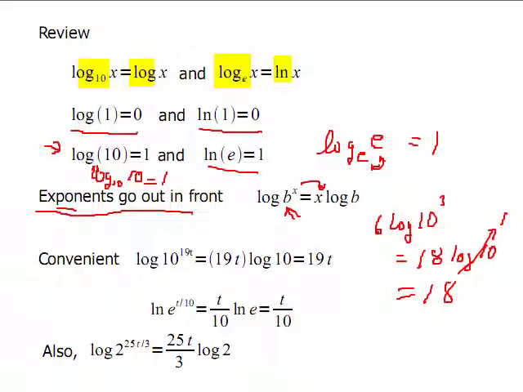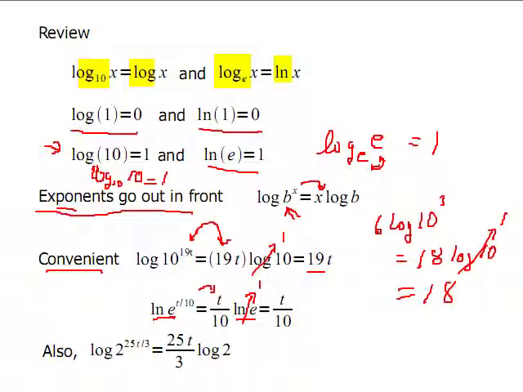And that's an example of these convenient ones. If I have log to the base 10 and has an exponent associated with it, remember that exponent goes out in front. Then I'm left with, in this case, 19t times the log of 10. The log of 10 is 1, so the whole answer is 19t. Same when you're taking the natural log of an exponent to the base e. Whatever is in the exponent comes out in front. In this case, it's t divided by 10. That comes out in front, right here. Multiplies natural log of e, but natural log of e is 1, so the whole answer is t over 10.